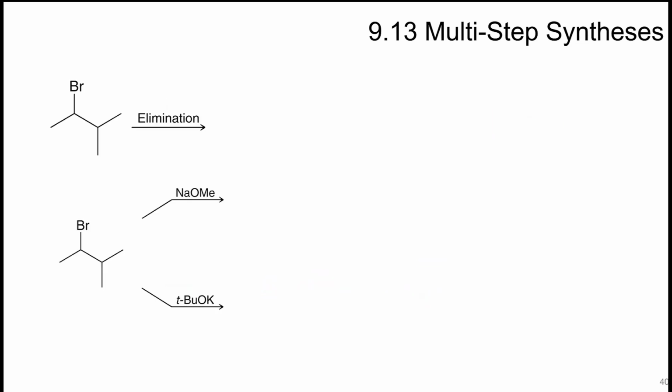We can first do an elimination to get this, and then we can think about what reagents we can use in order to do that. If I start with the bromine at the secondary, I use sodium methoxide. This is a small base. I will get an E2 elimination, or the Zaitsev product. If I use a big base, I'm going to get the Hofmann product, or the less substituted. So I want to make sure I use the correct reagents.